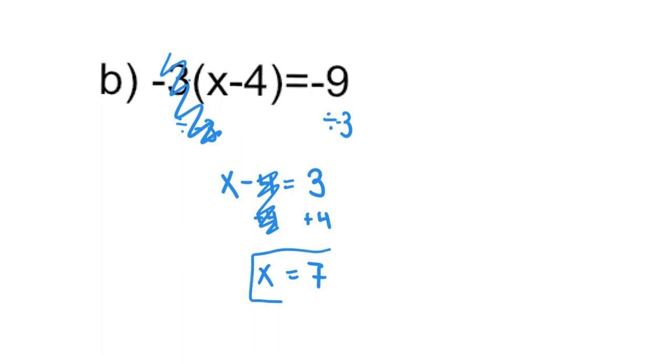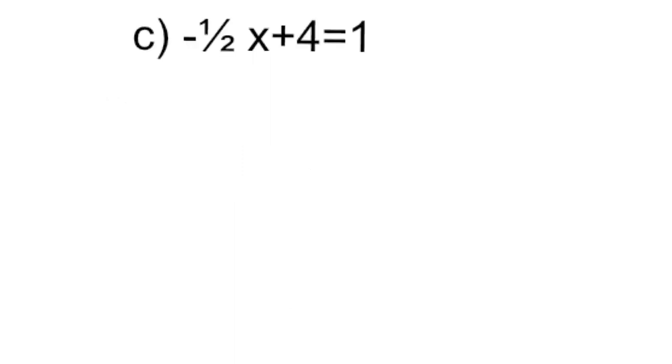X equals 7. Now, all of these are using x, but we don't necessarily have to have x for our variable. Our variable can pretty much be anything we want it to be. All right, the last one here, -1/2 x plus 4 equals 1. So the first thing we want to do, there's no parentheses, so we're going to get rid of that addition by subtracting the 4 over. So 1 minus 4 is -3.